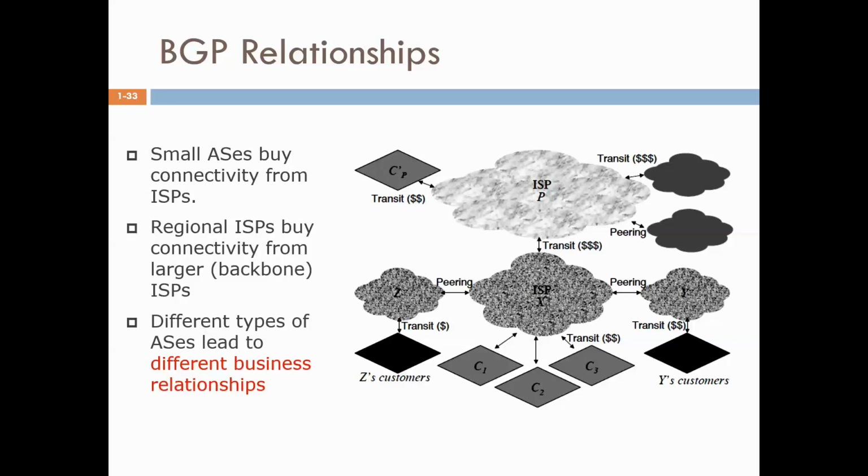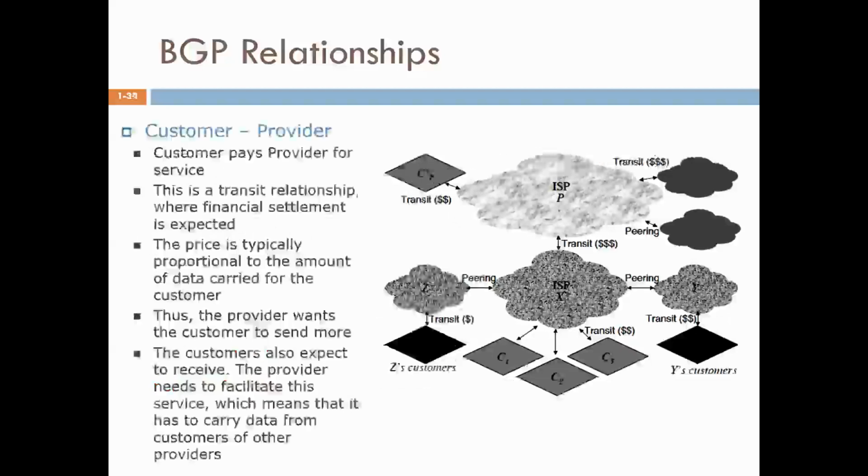Now we will discuss the types of relationships or the types of agreements that autonomous systems have with each other. The first type of relationship is called customer-provider relationship. This is where a small autonomous system buys connectivity from a bigger one. Tier 3 buying connectivity from Tier 2.